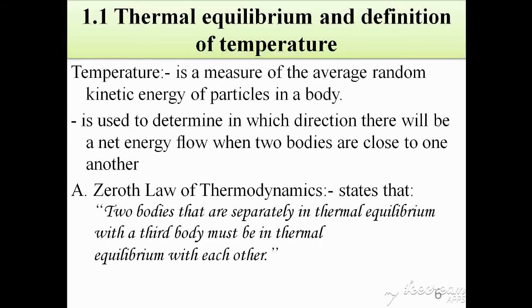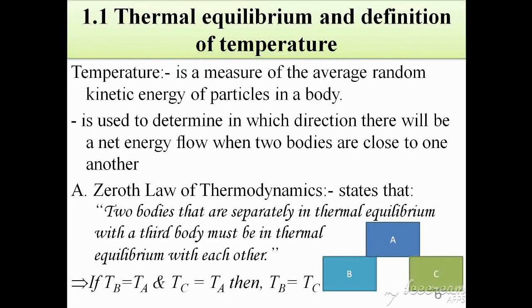Thermodynamics has about 3 laws. The fourth one has not been confirmed. Zeroth law of thermodynamics states that two bodies that are separated, in thermal equilibrium with a third body, must be in thermal equilibrium with each other. For example, we can look at the following figure in which two blocks B and C are in contact with block A but not in contact with each other. Assume that the temperature of B is equal to the temperature of A and also the temperature of C is equal to the temperature of A. So we can conclude from this that the temperature of B is equal to the temperature of C. If the temperature of B is equal to the temperature of A, and if the temperature of C is equal to the temperature of A, then you can conclude that the temperature of B is equal to the temperature of C. This is what we call the Zeroth law of thermodynamics.